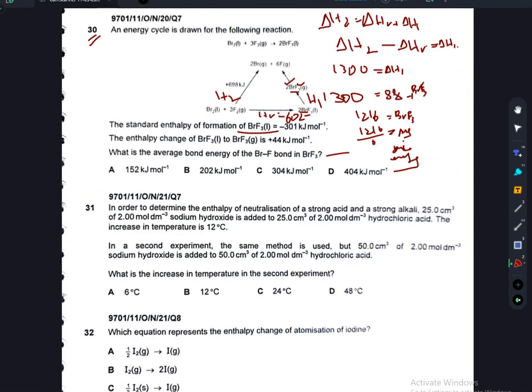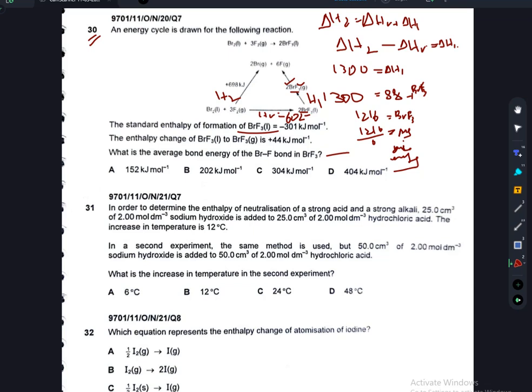Okay, so in order to determine the enthalpy of neutralization of a strong acid and a strong alkali, 25 centimeter cube of 0.2 moles per decimeter cube sodium hydroxide is added to 25 centimeter cube of 2 mole per decimeter cube HCl. The increase in temperature is 12 degrees C. In an experiment, the same method is used, but 50 centimeter cube of 2 mole per decimeter cube sodium hydroxide is added to 50 centimeter cube of 2 mole per decimeter cube HCl. What is the increase in temperature in the second experiment?